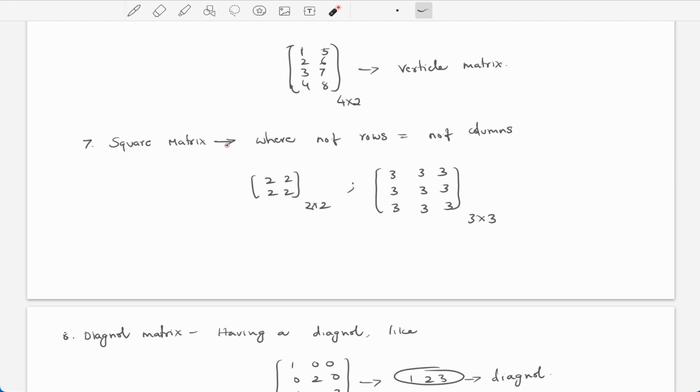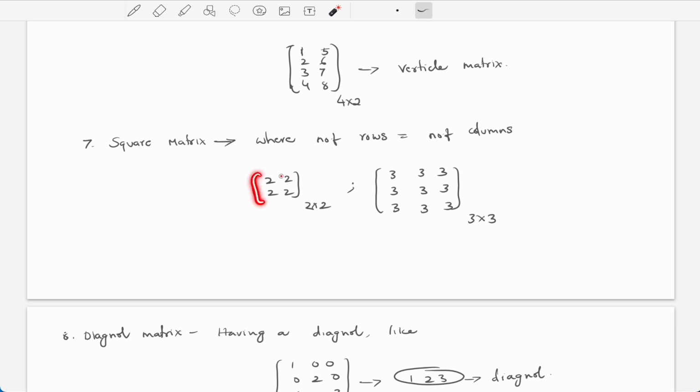So what do we mean by a square? The number of dimensions must be equal. Here we have 2 into 2, and 3 into 3. The number of rows is equal to the number of columns, as I mentioned. Then we simply call it a square matrix, where the dimensions are equal.